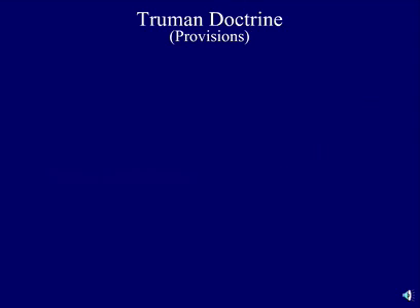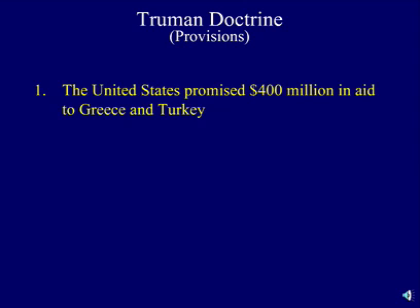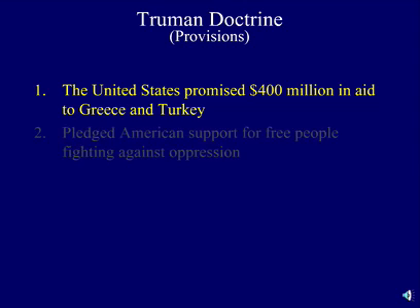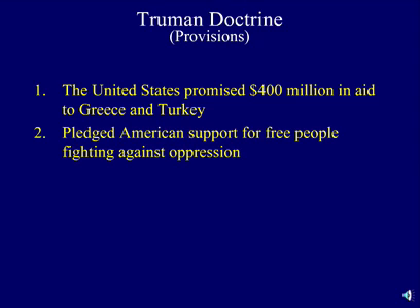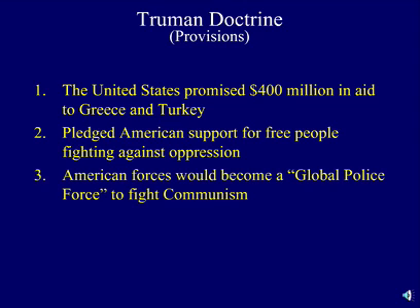The new policy was accepted by Congress, and it came to be known as the Truman Doctrine. First of all, the United States promised $400 million in military aid to both Greece and Turkey. Secondly, it pledged American support for free people fighting against oppression and subjugation everywhere. This was important because it essentially dictated that American forces would become a global police force in the fight against communism.